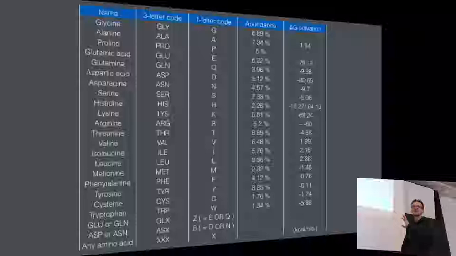This delta G of solvation, what could you use that for? Do you see some there? Arginine, for instance, roughly minus 60. What does that mean? And what should you compare it to?